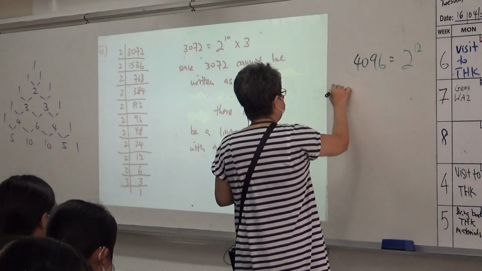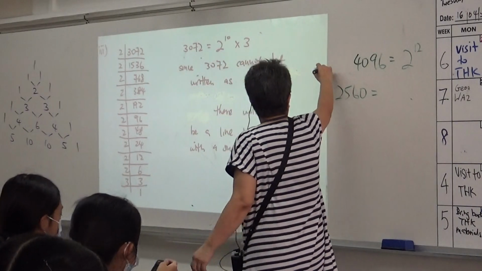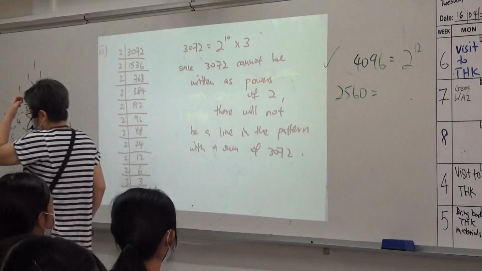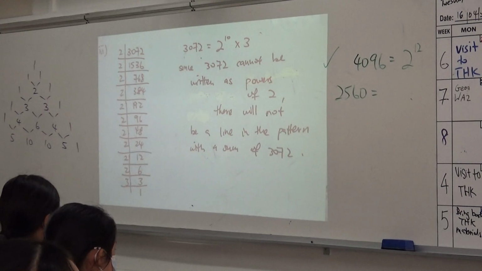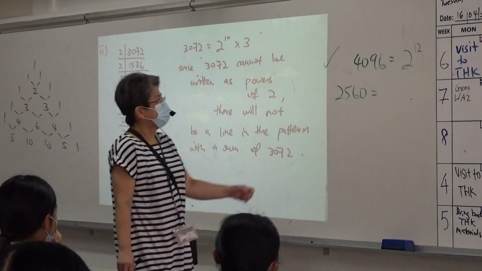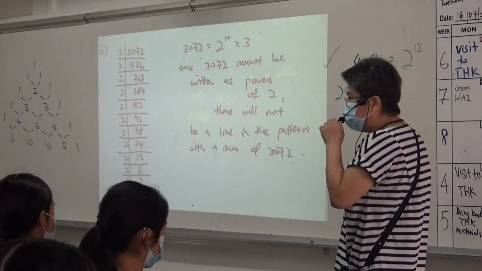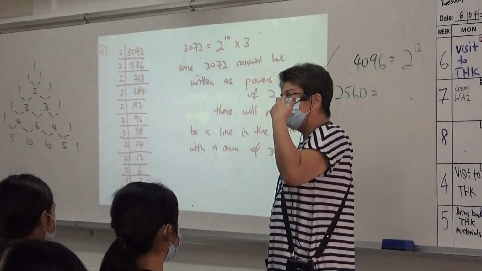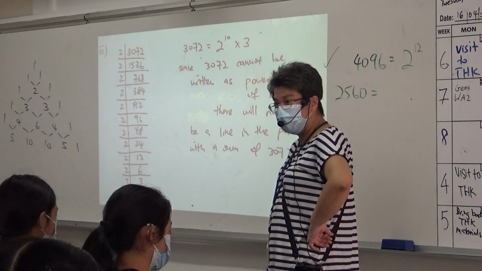Try another one for me. Will there be a term with 2560? This one can? No, you must tell me what's the prime factorization. Don't use your calculator, you just stare at me. The answer will not pop out on my face. Some of you are very good, you are doing it with your calculator. Thank you very much.